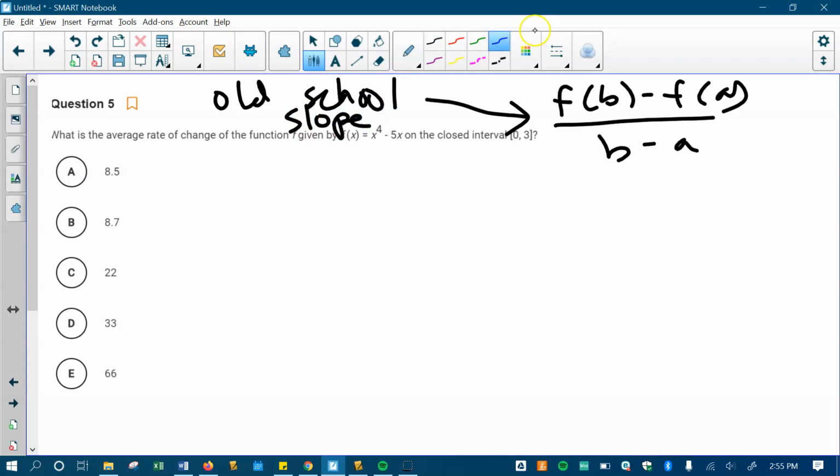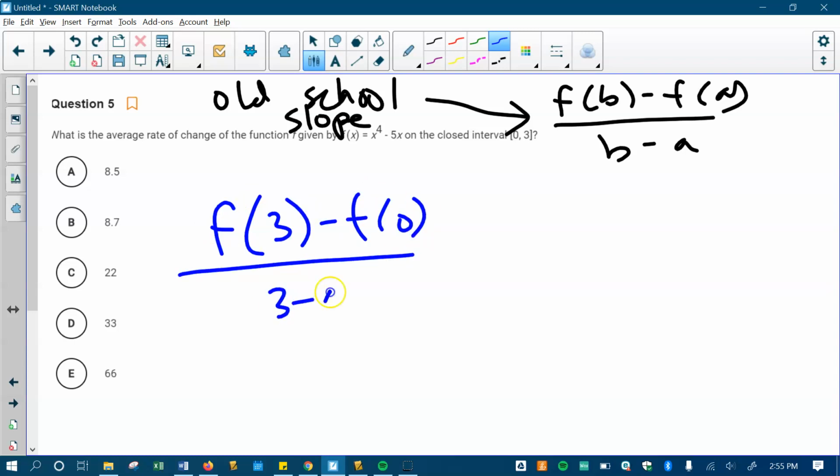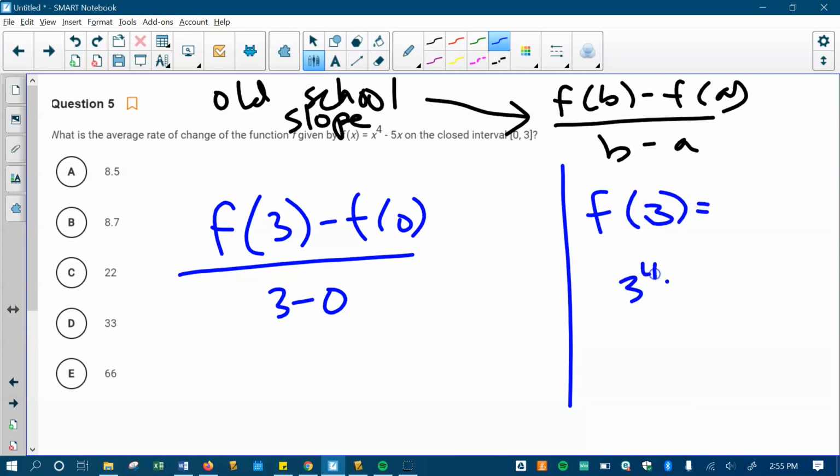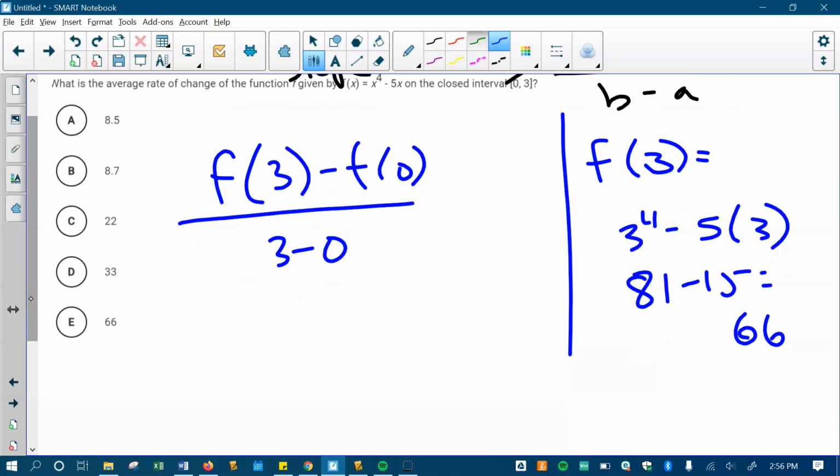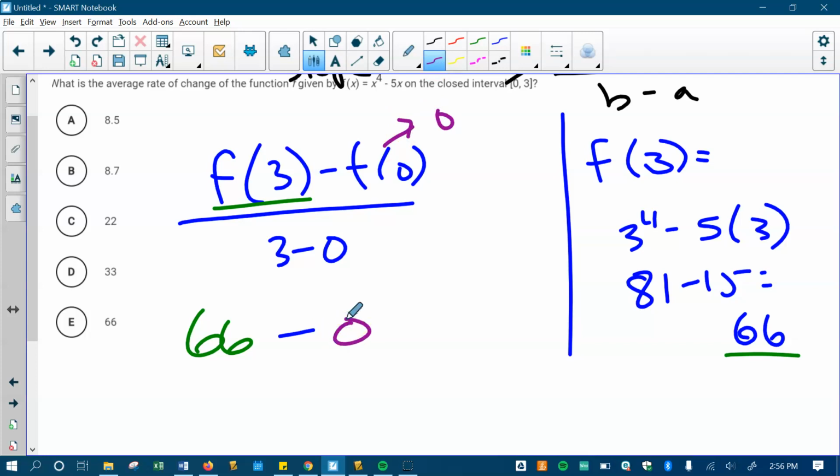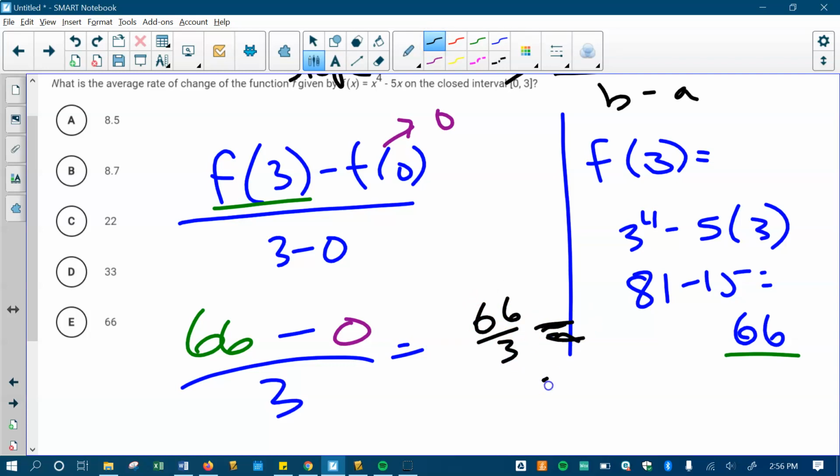I always like to set up this part first, just so the people who are grading my test know what I'm talking about. I do f of 3 minus f of 0 over 3 minus 0. That's number 1, just so they know that I know what average rate of change is. Second, I do some side work here. Let's just get f of 3. f of 3 is going to be 3 to the 4th minus 5 times 3. That's 81 minus 15, which is going to be 66. So I get 66 minus, now f of 0 is just 0 here, so minus 0, over 3, which is equal to 66 over 3. 66 over 3 is equal to 22.